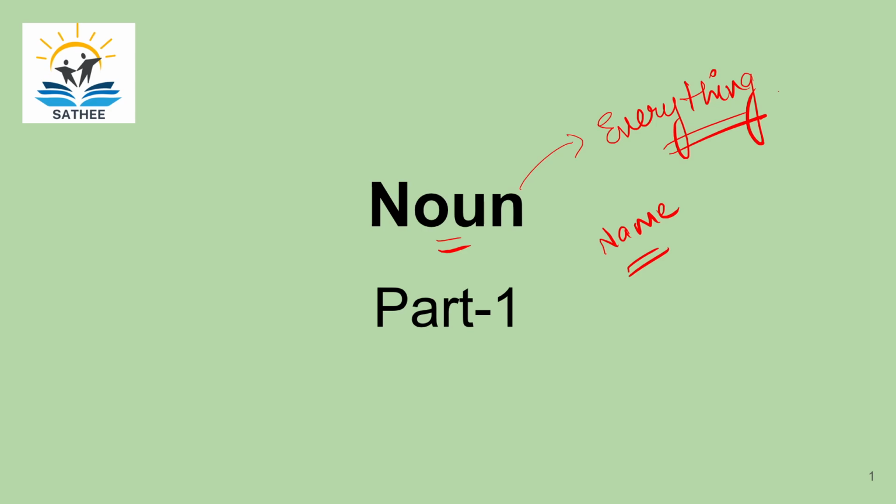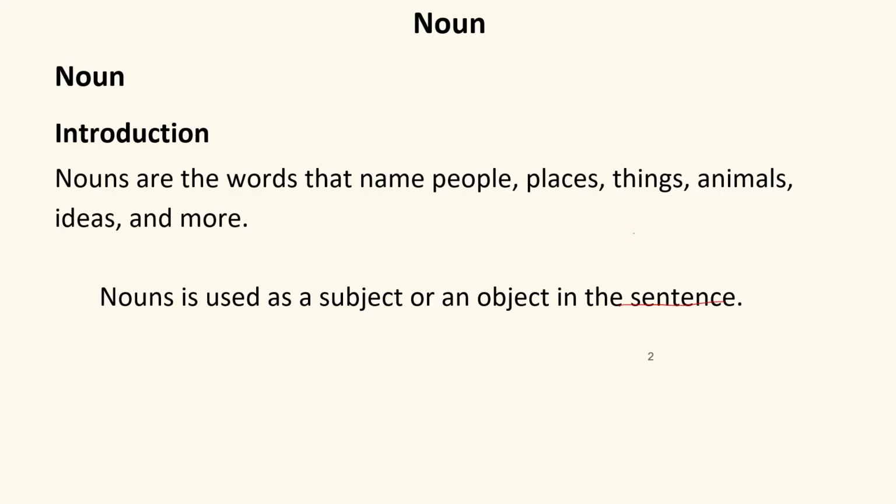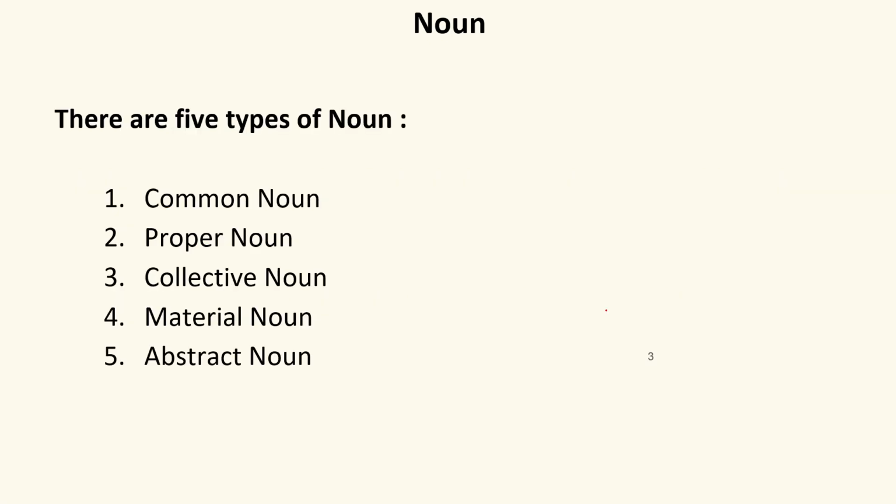Let's have a brief introduction of noun. Nouns are the words that name people, places, things, animals, ideas, and more. Noun is used as a subject or an object in the sentence. There are several types of noun. There are 5 types of noun. First, we have common noun, then proper noun, then collective noun, material noun, and abstract noun.